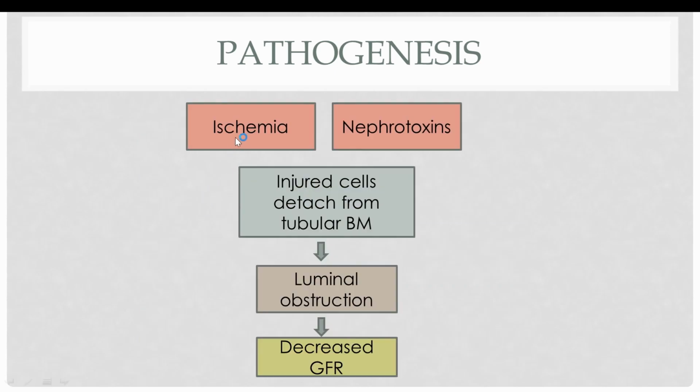So whatever the cause of the acute tubular injury, whether it is ischemia or it is due to the nephrotoxins, the injured epithelium sloughs off into the lumen and causes luminal obstruction. As a result of luminal obstruction, there is an increase in the luminal pressure, causing a decrease in glomerular filtration rate and development of edema.